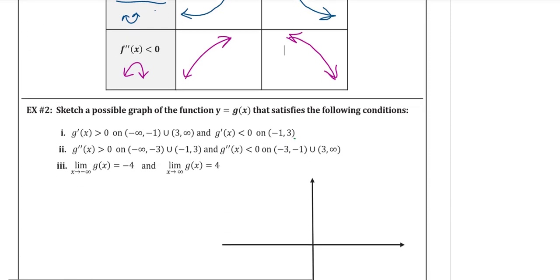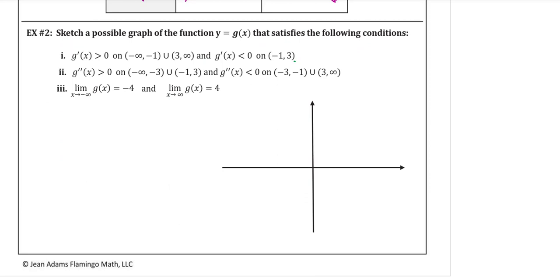Okay, so we are going to try to sketch a graph when we're given all of these conditions for g of x. The first thing we're told is that g prime of x is positive from negative infinity to negative 1, and again from 3 to infinity, and g prime is less than 0 on negative 1 to 3.